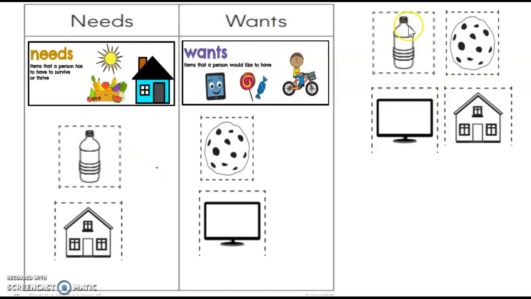So we had to organize our pictures and put them in the correct category. When we did that, we had to put water and shelter in the needs category because those are the things that we need, and we had to put the cookie and the TV in the wants category, okay, because those are the things that we want. We had to organize those objects.